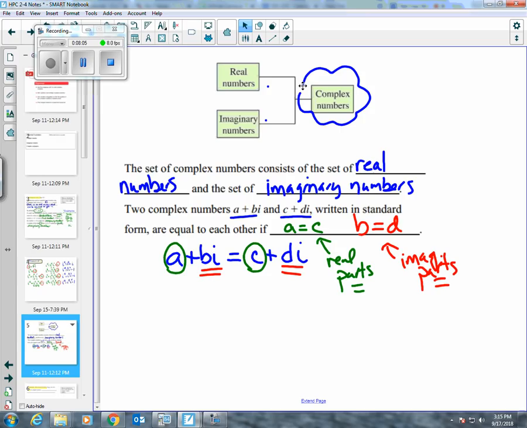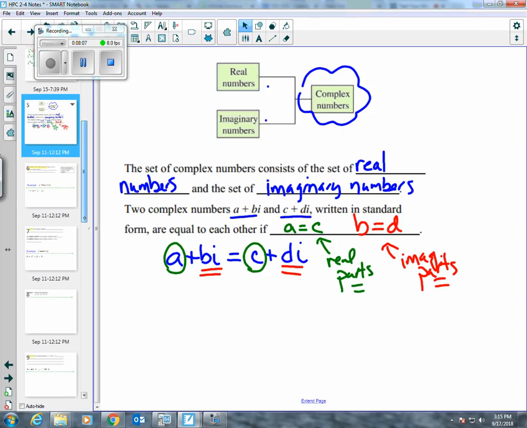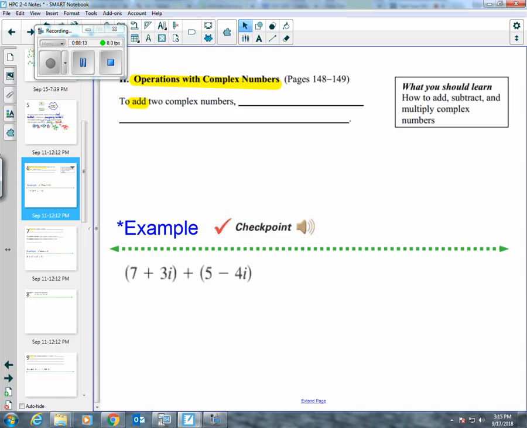So the rest of what we're really going to talk about in the video today is to do some operations. What can we do with these imaginary numbers? So, operations with complex numbers. Basically, if you're going to add, you add the real parts and then you add the imaginary parts. So you're adding each of those separately. So think of it like terms.